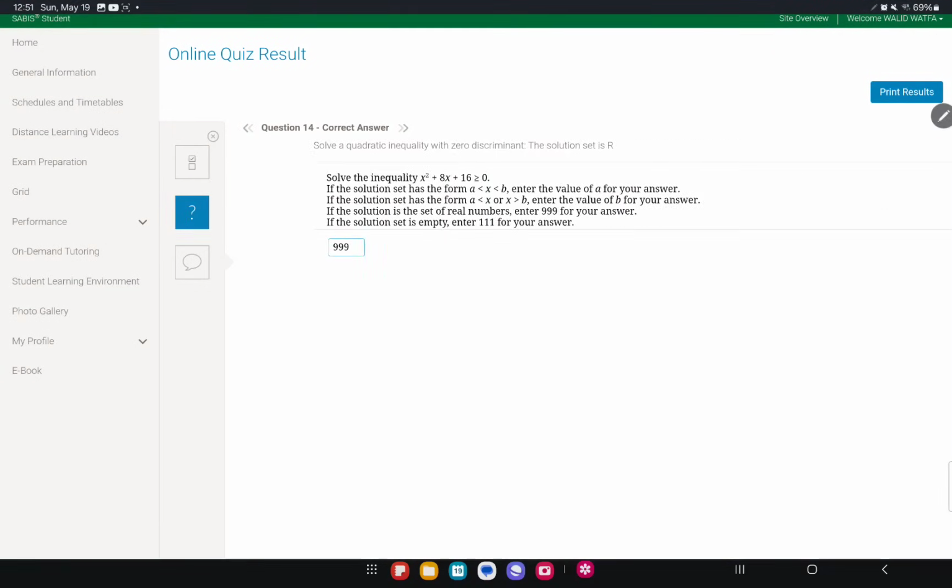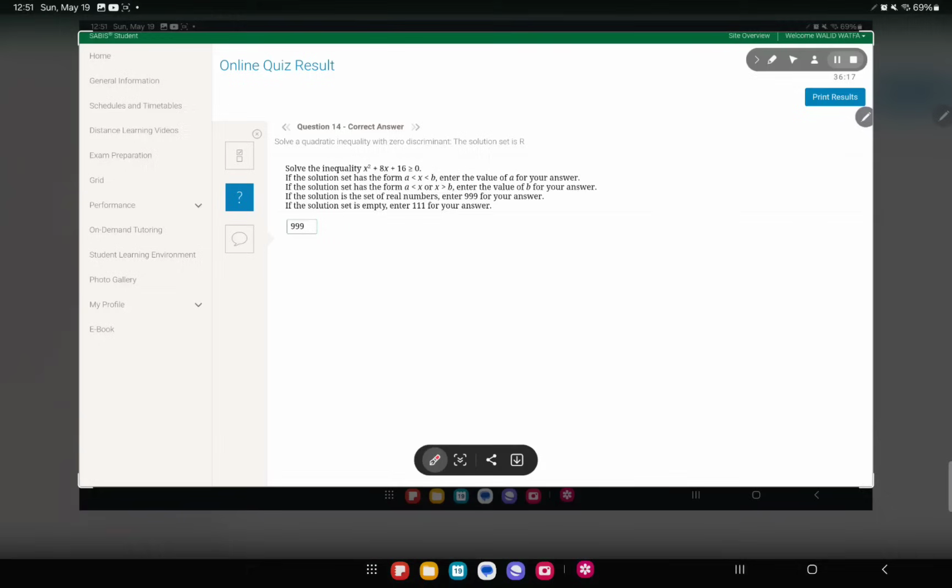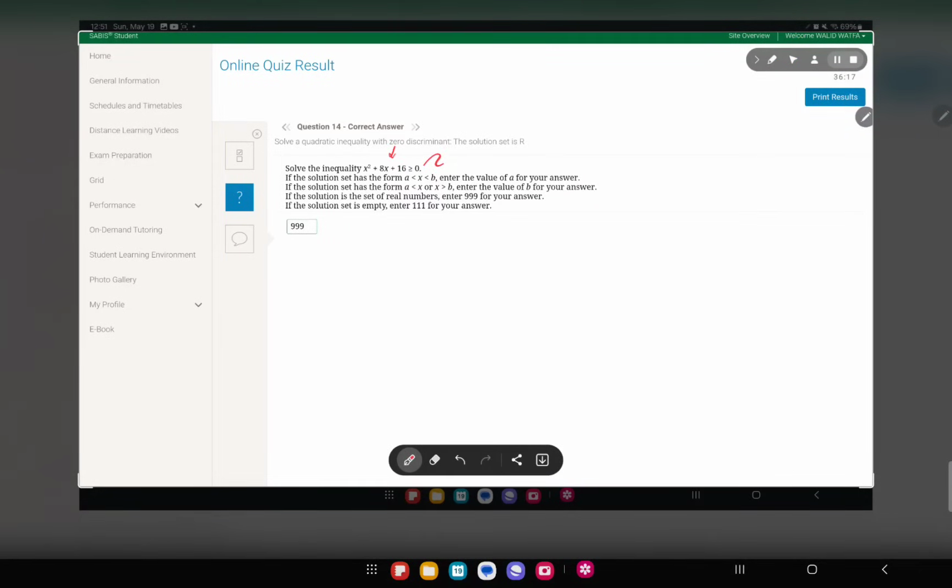Question 14. Okay, solve the inequality x squared plus 8x plus 16 greater than or equal to 0. If you factor this, you're going to get x plus 4 squared greater than or equal to 0. So you have only one solution, and that root is negative 4. So at negative 4, it's going to be 0, and after it, it's going to be positive, and before it, it's going to be positive.